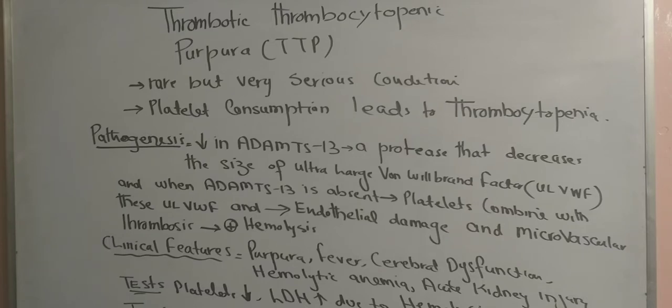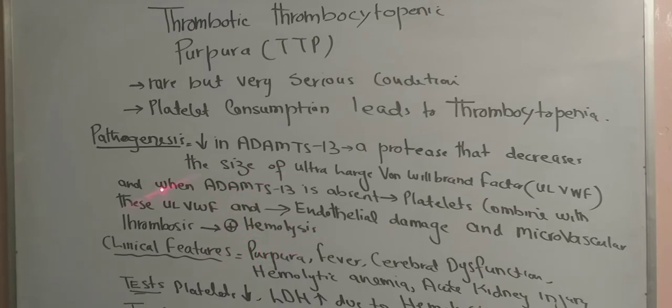But whenever there is a decrease in the ADAMTS13, either because of the defective gene which is encoding this protein, or because of the antibodies which are formed against this protease, whenever there is a deficiency, then you will have a large number of the ultra large von Willebrand factor. And when the platelet combines with these, there will be two changes. One, there will be the endothelial damage, and then there will be microvascular thrombosis or multi-organ microthrombi, and that will also lead to the hemolysis.